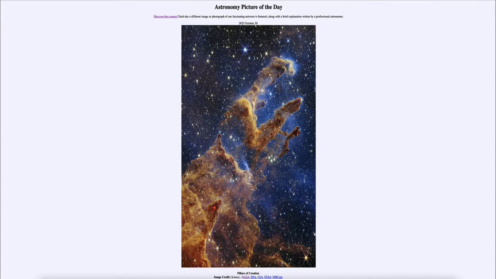So this is how we form a cluster of stars from a large cloud of gas and dust in space. And the pillars of creation are just one temporary view that we get of this during that formation stage. So that was our picture of the day for October 20th of 2022. It was titled Pillars of Creation.